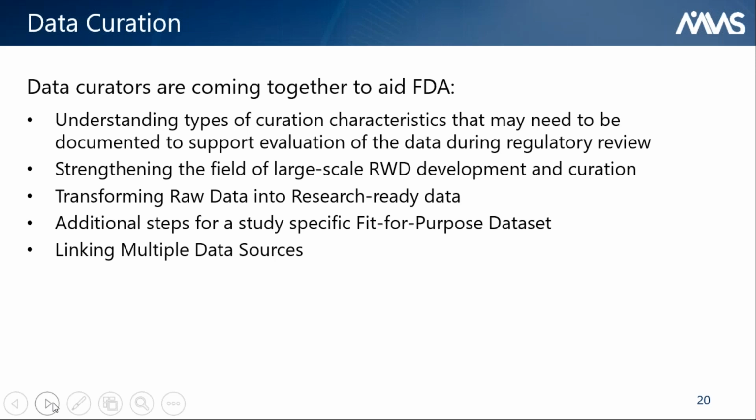The first stage is extracting raw data from different sources, normalizing this data into databases that could be used for general research purposes, otherwise referred to as research-ready data. Transforming raw data into research-ready data involves cleaning, transforming, and linking raw data from its source. Next is study-specific data curation to establish a fit-for-purpose dataset. Additional study-specific data curation steps are performed to develop a dataset from research-ready data.